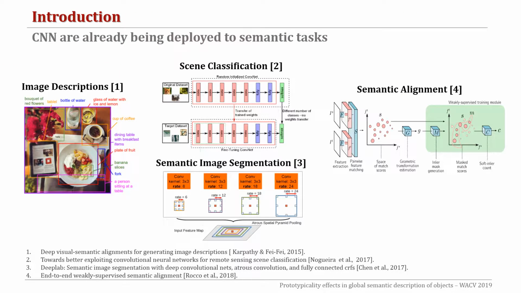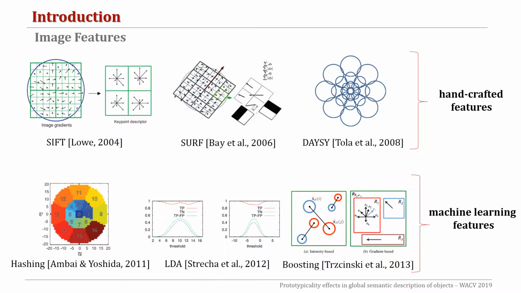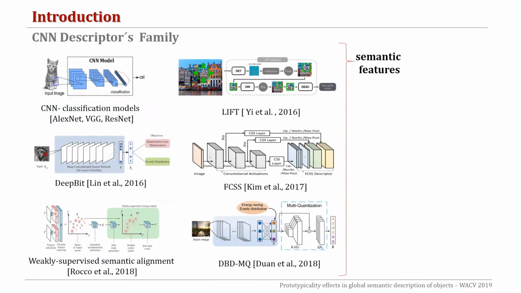The impressive success of convolutional neural networks sparked the tendency of image semantic processing using deep learning techniques. In image feature description, CNN models outperform the well-established handcrafted and machine learning features. Features extracted with CNN models are commonly referred to as image semantic features.